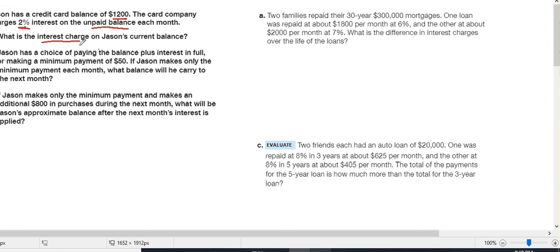Remember how we find percentage of an amount? 2% is 2/100 or point. Ugh, my pen isn't working very well. Give me 1 second. Let's try this again.